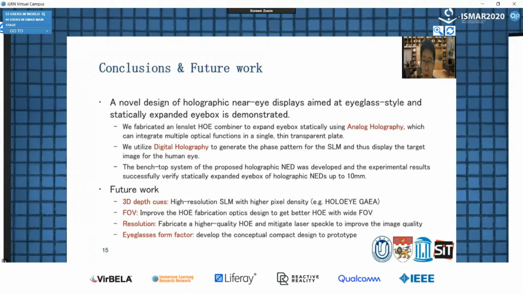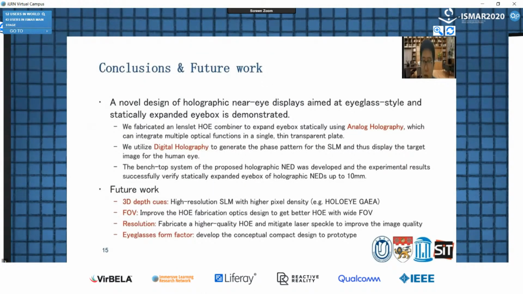At last, I will summarize my presentation. A novel design of holographic near-eye displays aimed at an eyeglasses style and a statically expanded eyebox is demonstrated. We fabricate a lens-array HOE combiner to expand the eyeballs statically using holography, which can integrate multiple optical functions in a single thin transparent plate.